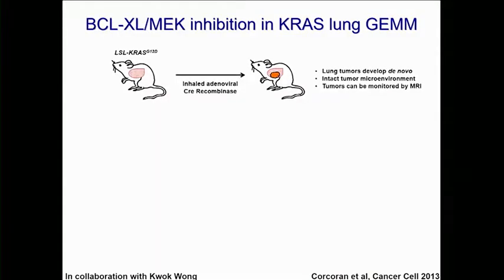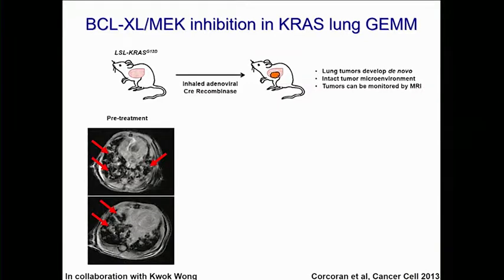But xenografts aren't entirely representative of human tumors. And so we turned to another model, a genetically engineered model with activation of an oncogenic KRAS in the lung, in collaboration with Kwok Wong. These tumors develop de novo. They have an intact tumor microenvironment, and they can be monitored by MRI. And so you can see that as these mice are given time after activation of this transgene, the lungs of these mice are filled with tumor nodules.